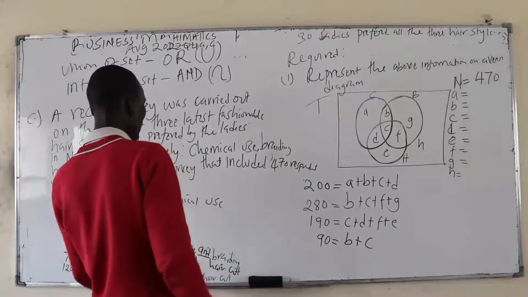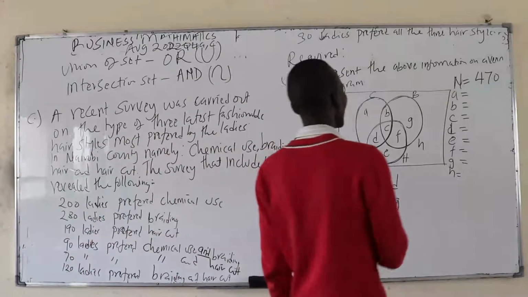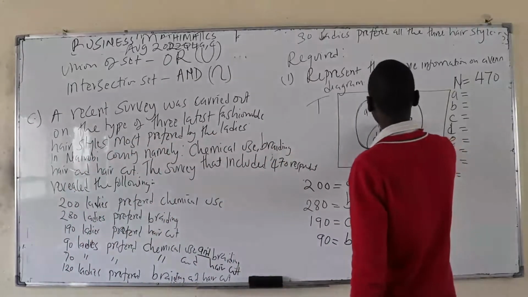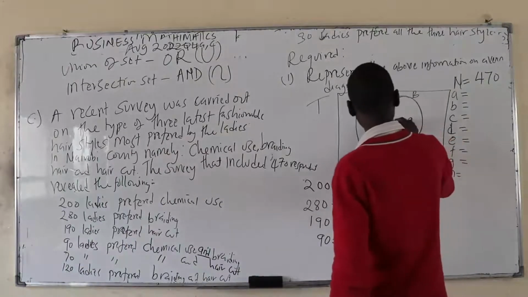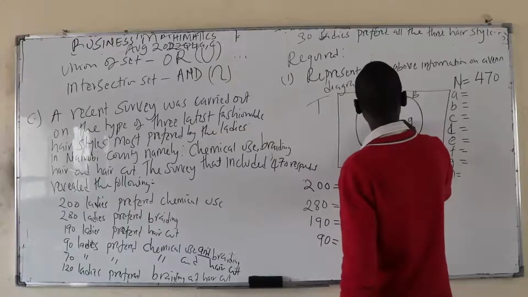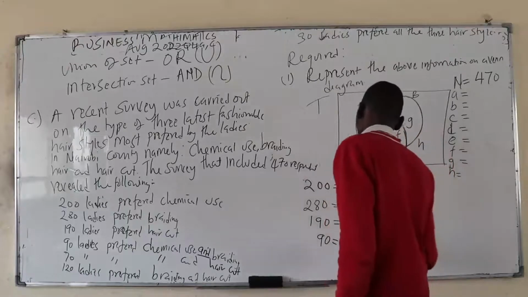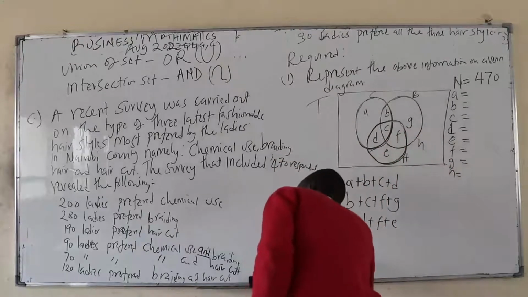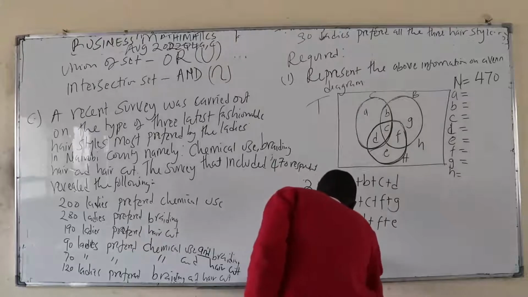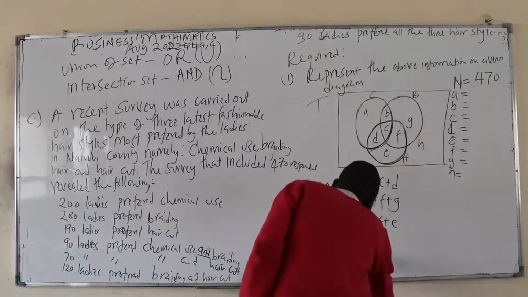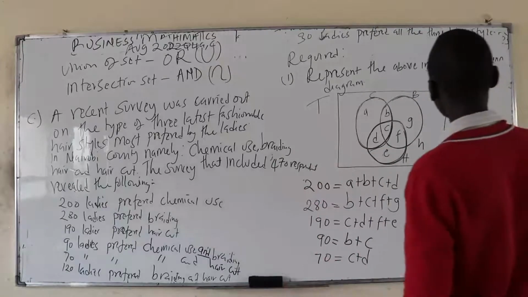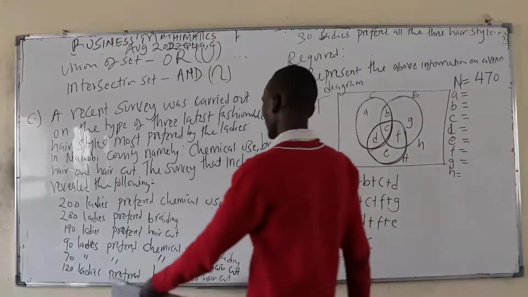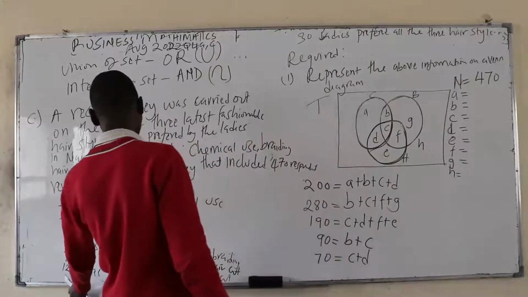So we start with statement number one: 200 ladies prefer chemical use. Chemical use is this set C. You put there all those elements that are inside that set C. We have A plus B plus C plus D. That's what we are told.